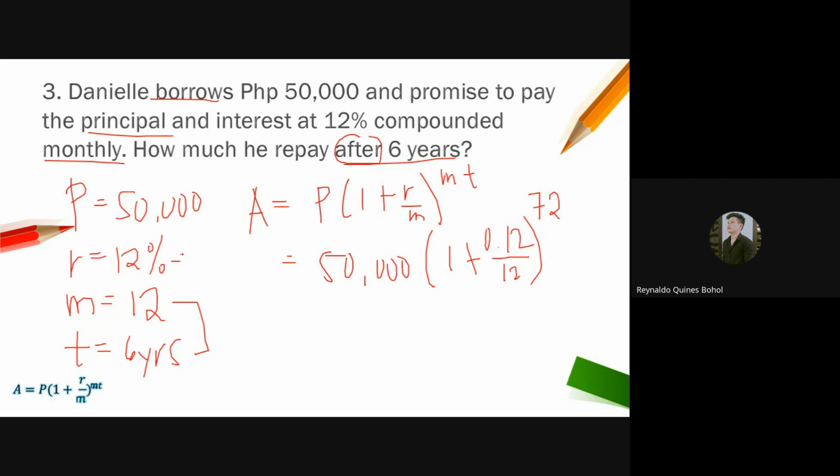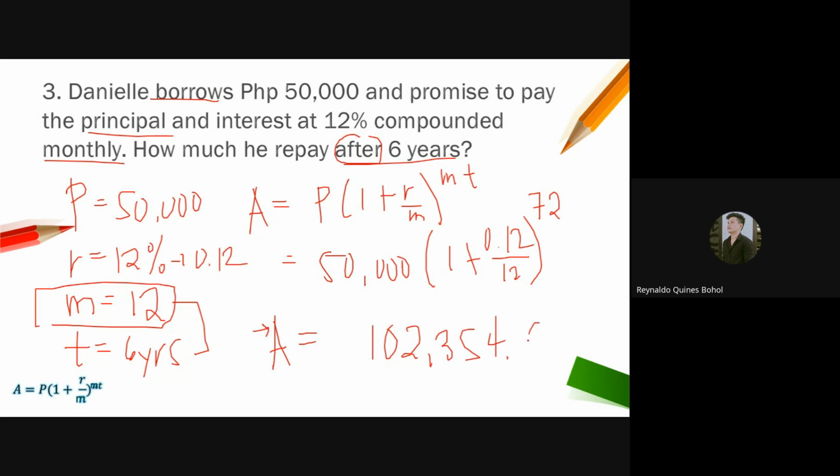Again, we convert the 12% to 0.12, then our M is 12 because it is compounded monthly. So what is our final amount, guys? Is it 102,354? The answer is 102,354.97. Okay, you all have the same answer. Danica said 103,354.97. Okay, Danica, I'll trust my answer since it matches Ron's and Palaganas's.